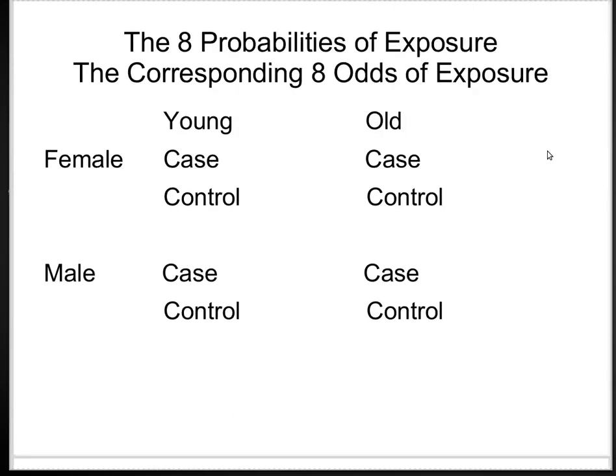So, what have we got now? Well, although not maybe explicitly stated back in session 2, we've now got 8 probabilities for consideration, or 8 odds. And they correspond to these 8 groups. For example, we have the young women who are cases, who have disease. And then we have the young women who are controls, who do not have the disease, and so on.